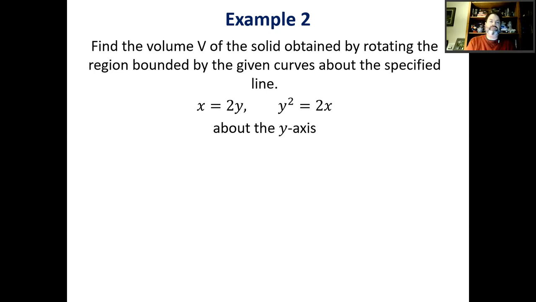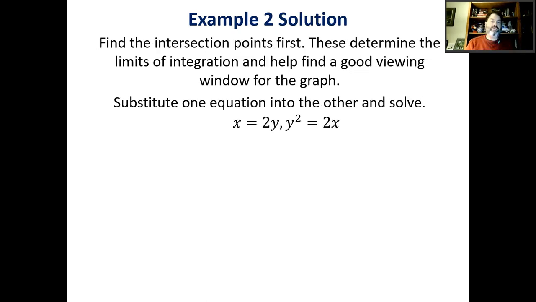Find the volume V of the solid obtained by rotating the region bounded by the given curves around the specified line. So here we have x equals 2y and y squared equals 2x. And we're going to go around the y-axis. So you can graph these by hand, sketch them out, or you can use Desmos, like I did in the previous video. But before we do any of that, because there's no guarantee that these intersection points are nice, let's practice finding the intersection points by hand.